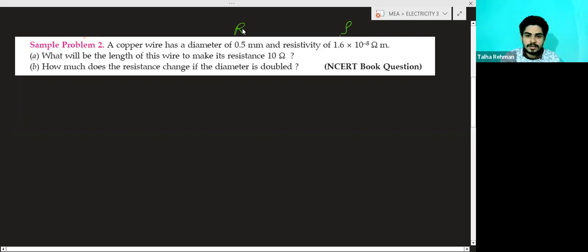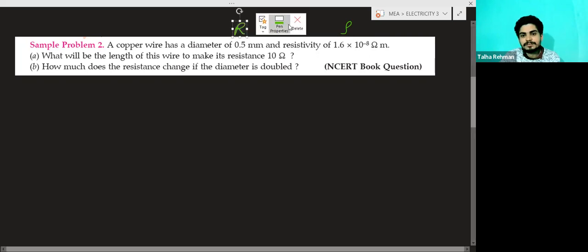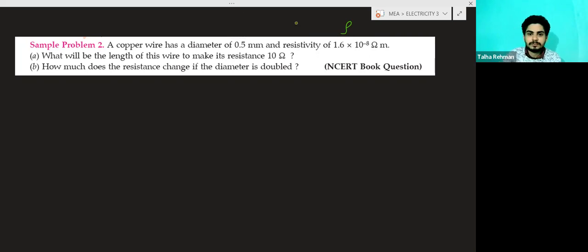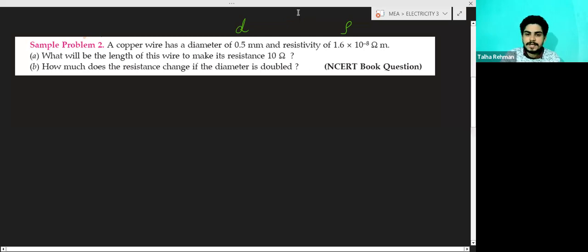Sorry. This is the diameter of the wire. D is the diameter. Diameter of the wire is 0.5 mm. Resistivity of the wire is 1.6 into 10 to the power minus 8 ohm meter. What will be the length of wire to make its resistance 10 ohm? So resistance is 10 ohm.